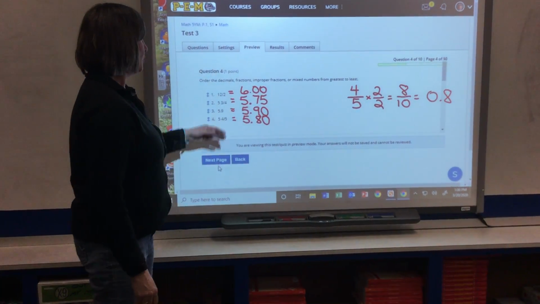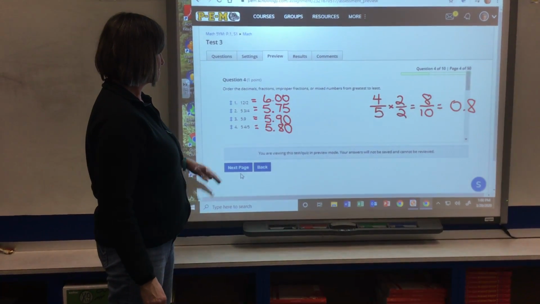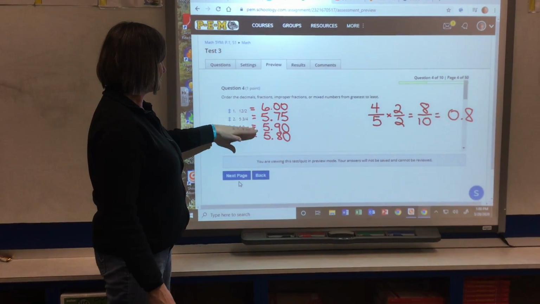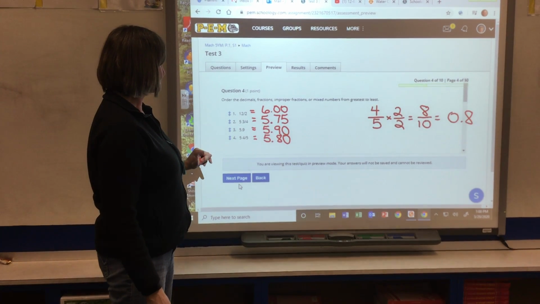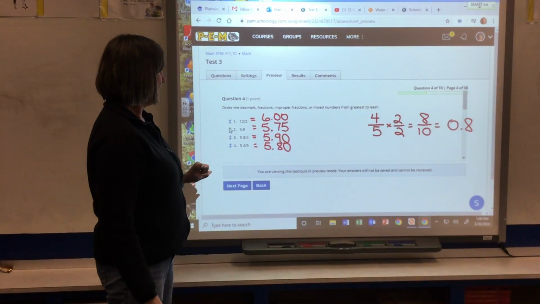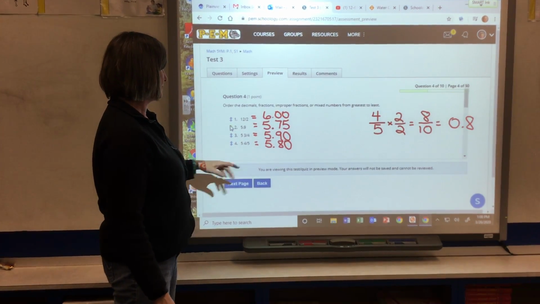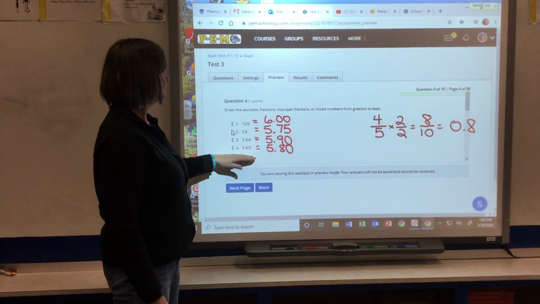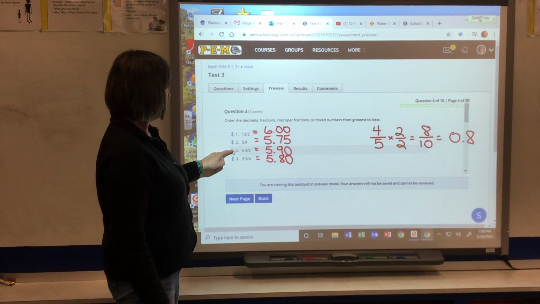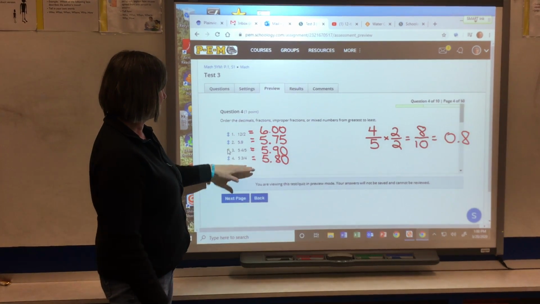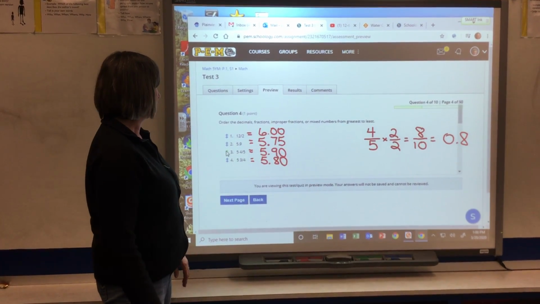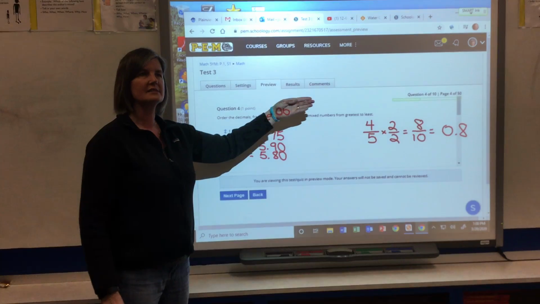Now we can compare. Which one of those is the greatest? 12 over 2. The greatest is this, 12 over 2. So that's in the right spot. Then which of these should go next? 5.9. I'm going to move that there. And then which one is the next biggest number? 5 and 8/10, 5 4/5, which is equivalent to 5.80. And then our smallest number would be 5.75, which was 5 3/4. So now we have those in the correct spot, and they are in order from greatest to least.